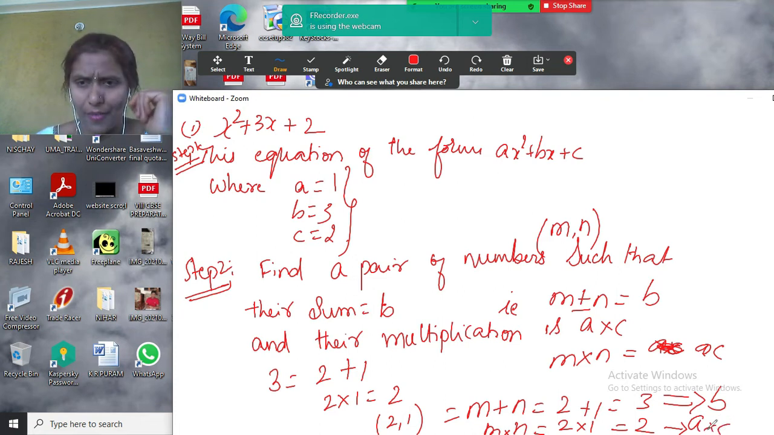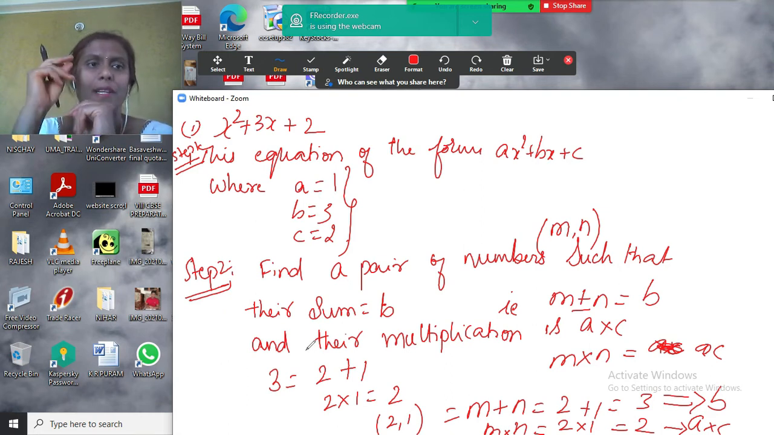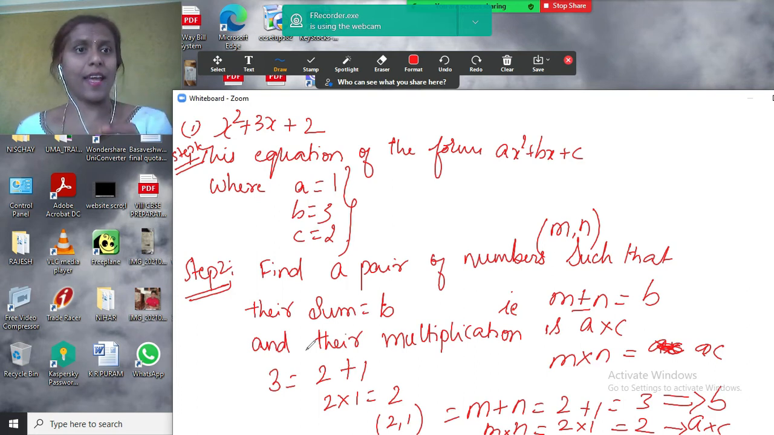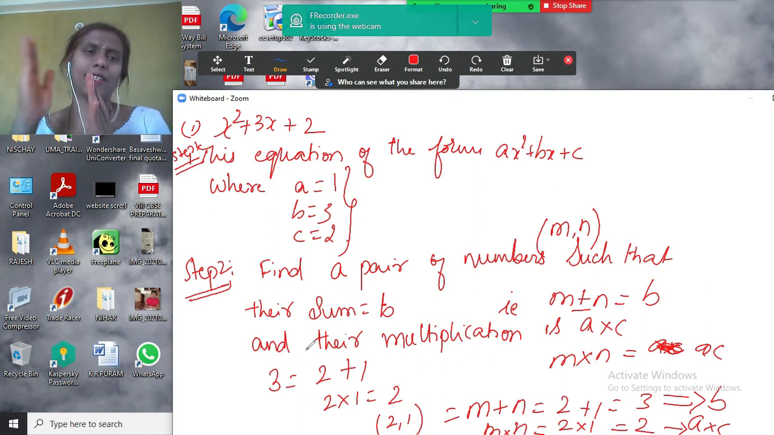Now just think back. I took 3 as 2 plus 1, so I am splitting the middle term here. Is it possible to split the middle term every time and satisfy the other equations? I don't know. For now, because I have this equation x square plus 3x plus 2, I am working only on this equation. So I am going to split 3x. Even so, I am just taking the number 3. Remind yourselves that you are not taking 3x here, you are just taking 3. Later we'll see with x also.